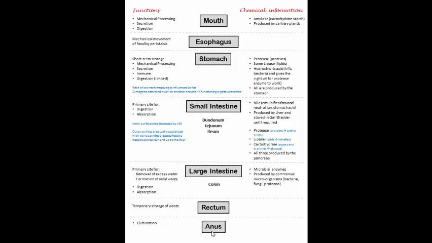The inner surface area of the small intestine is increased by the presence of villi. This aids the process of absorption. In addition, the outer surface is well vascularized, with veins carrying the digested food to the hepatic portal vein and then up to the liver for further processing before being distributed around the body.